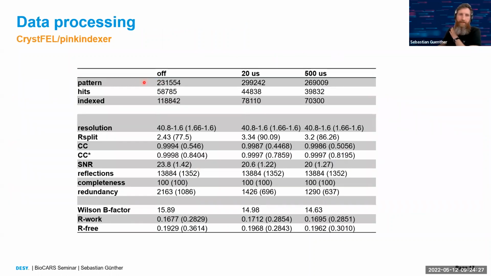Okay, so in the end, we collected between 200 and 300,000 patterns. We opted for 2 time points. So we took a dark data set, 20 microseconds and 500 microseconds. We roughly had a hit rate of 25%, more or less. Some of the hits had multiple crystals, so we ended up with many more indexed patterns than original hits. We could refine the structure to 1.6 angstrom, with decent refinement parameters.